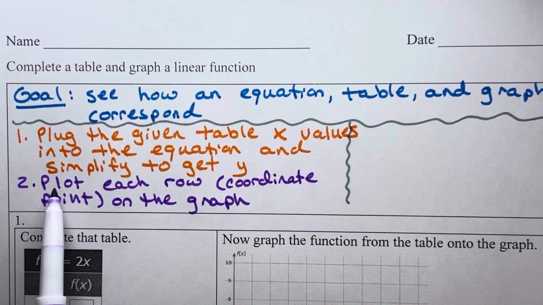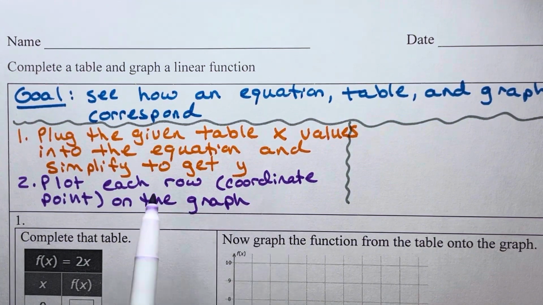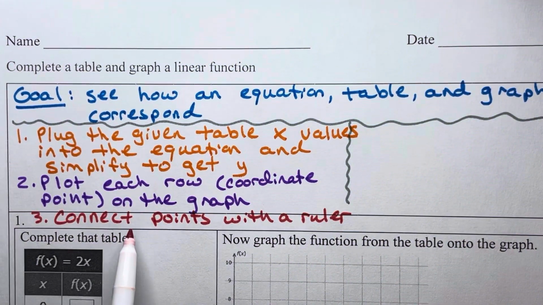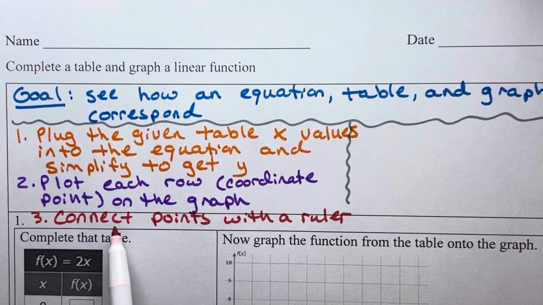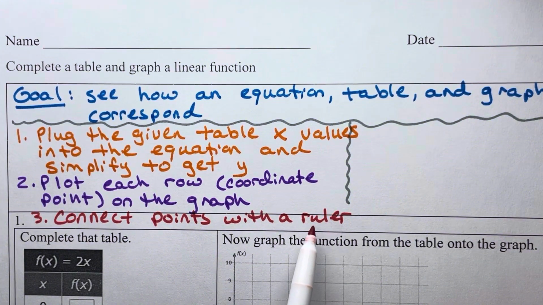After filling in the table, you will plot each row, remembering that each row is a coordinate point on the graph. Finally, you will connect the points with a ruler. Don't just leave random points or even instructed points on a graph. You need to tell what's happening with them. They're making a line. So you connect them with your ruler and you run an extended amount of distance beyond the points, both before and after.